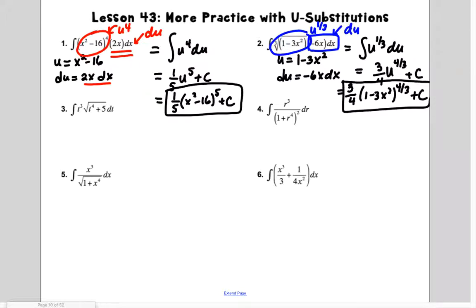But sometimes we have to do a little bit of manipulating of the du part. So sometimes we have to divide the 2 over or whatever. That's a situation like this next one. So go ahead and write your u and your du.